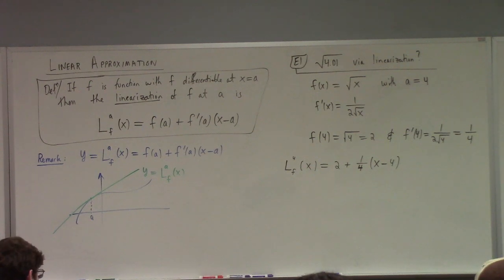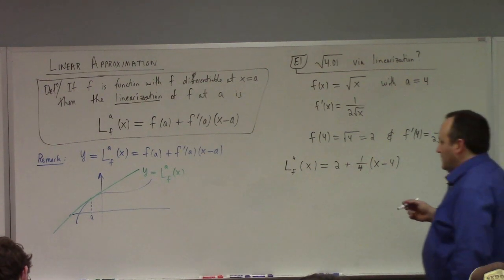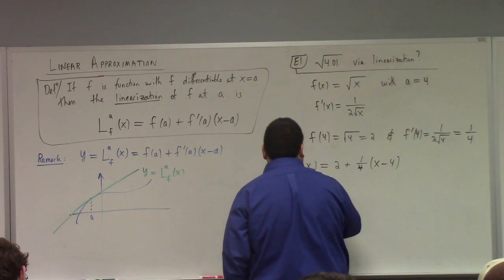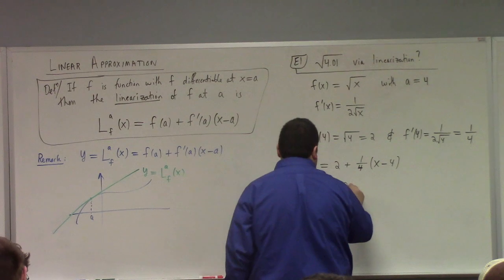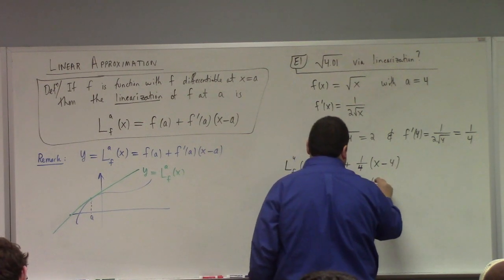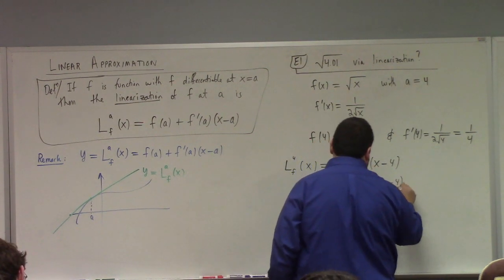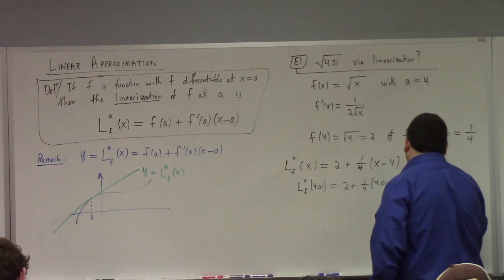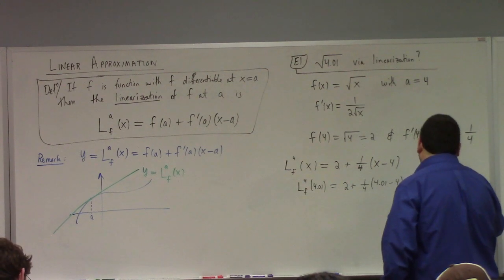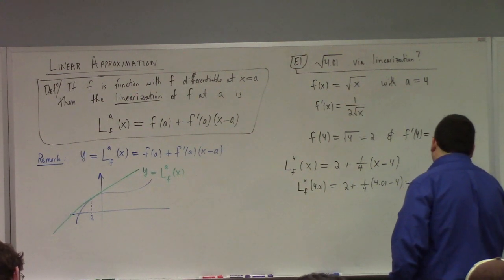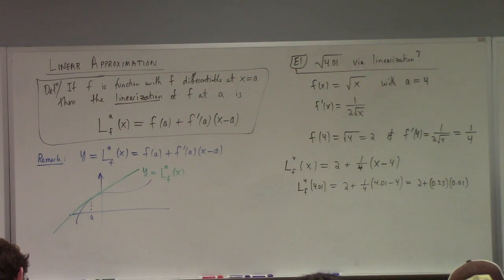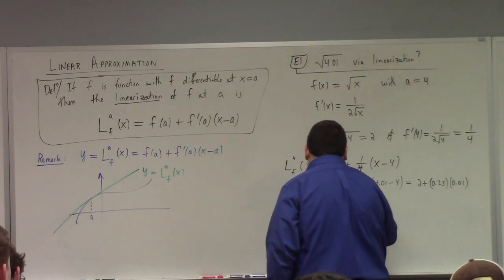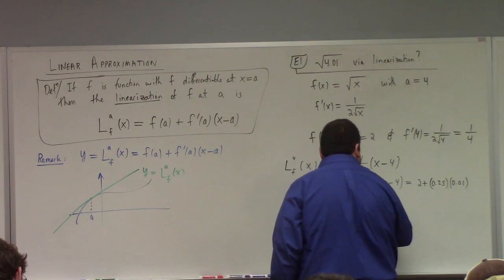Now let's use it. If we calculate the linearization at 4.01, we would have 2 plus 1/4 of 4.01 minus 4, which is like 2 plus 0.25 times 0.01, right? So in other words, this motivates the approximation. The square root of 4.01 is approximately 2 point what?